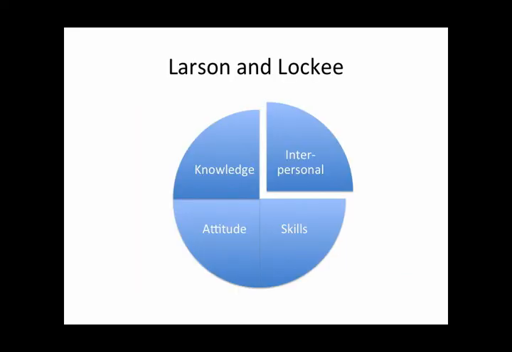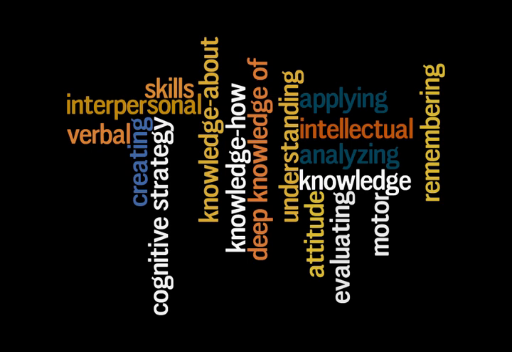One more set of categories that we've read about comes from Larson and Lockee's textbook. In addition to knowledge, attitude, and skills, which we've now covered in the other taxonomies, they contribute interpersonal skills. Their rationale is that in the changing social and economic context, people need skills for communication and collaboration. So what types of learning do you hope your mini-course learners will gain from your course? Make sure your objectives are aligned to your desired outcomes.